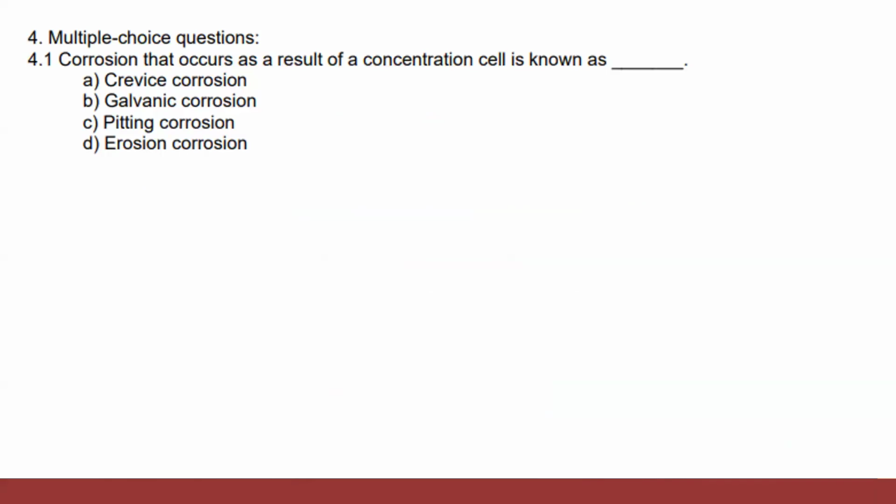Okay, now we have multiple choice questions. I'm not going to give these ones as the bonus question. I'll give you a separate one. Can you tell me the answer for this? Corrosion that occurs as a result of concentration cell is known as crevice corrosion, galvanic corrosion, pitting corrosion, erosion corrosion. So what do we mean by erosion corrosion, for example?